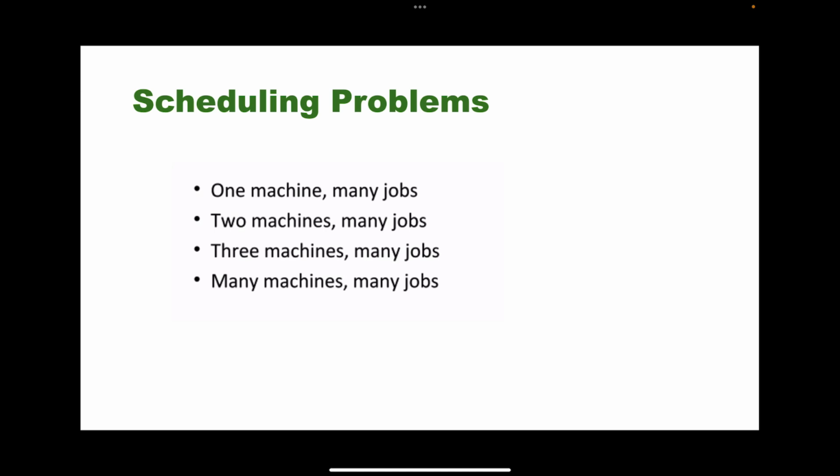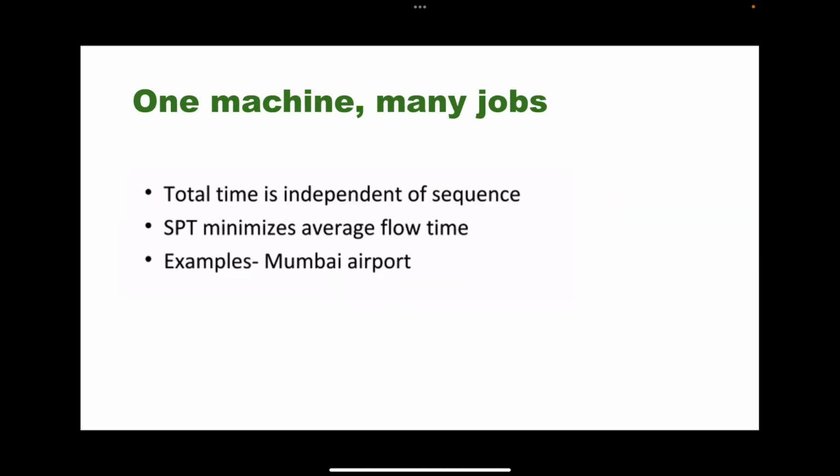And this scheduling has several problems. Sometimes you have only one machine and many jobs, sometimes two machines and many jobs, sometimes three machines and many jobs, and many machines and many jobs. So there are various algorithms to assign the jobs in each case. For example, if you have one machine and many jobs, the total time is independent of the sequence.